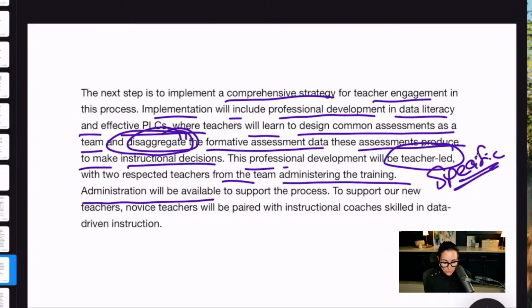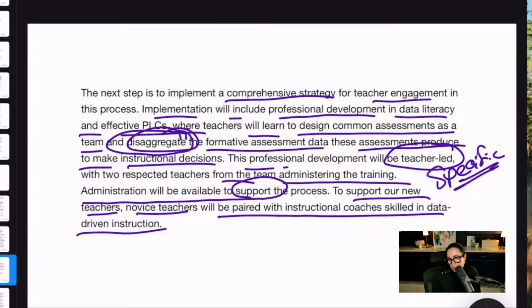And here I have administration will be available for support. And to support our new teachers, novice teachers will be paired with instructional coaches skilled in data-driven instruction.